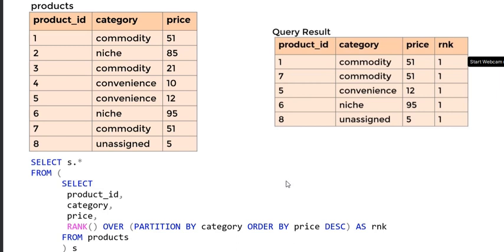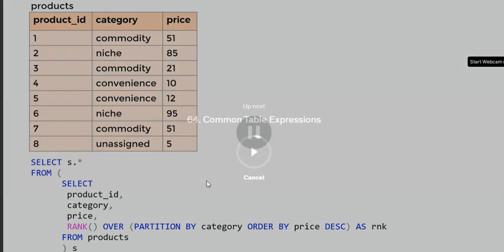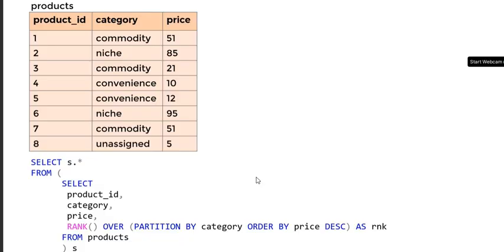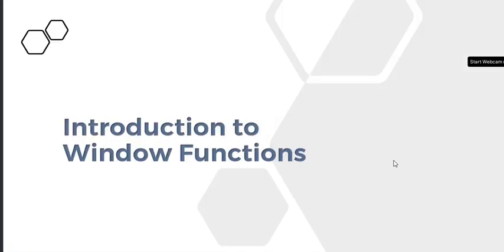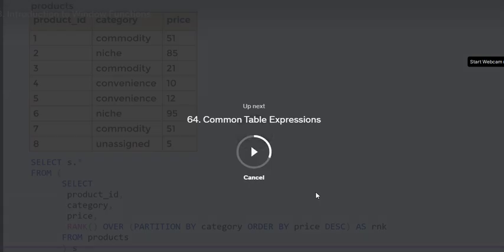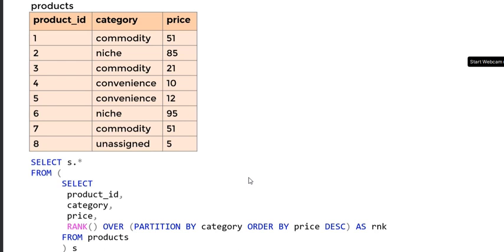In this way we use the rank window function. Next, let's see common table expressions, CTE expressions. What is a CTE expression? We will see it in the next session. Let's stop here.